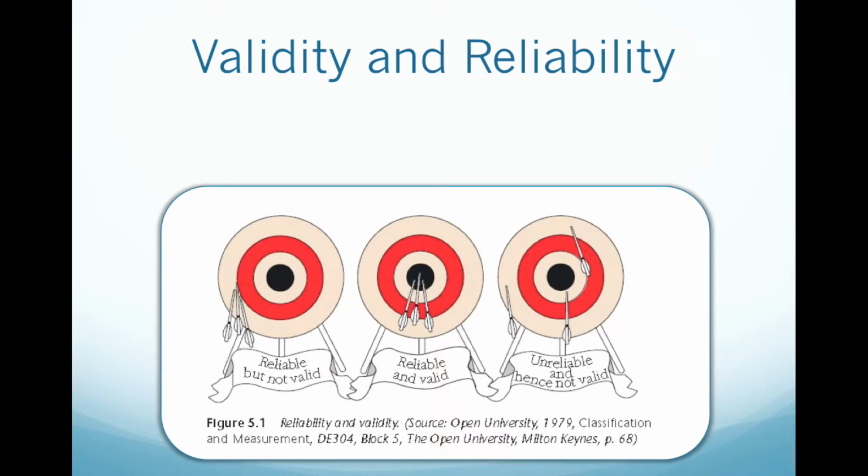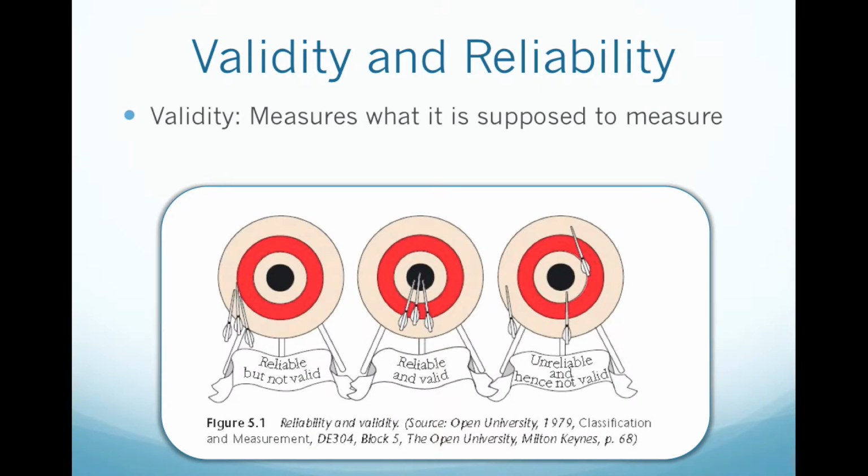Before you can talk about different types of data sources, you need to discuss validity and reliability. Here's a simple graphic and two simple definitions. Validity means that the item measures what it is supposed to measure. Reliability tells us that it's measuring it consistently. In order to be valid, an instrument has to be reliable.